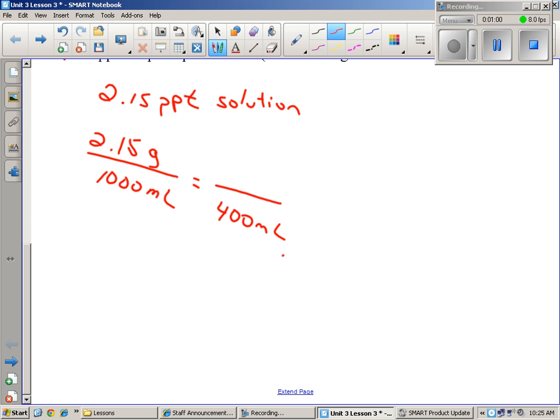Once again, you could cross multiply and solve. We need to know how many grams of that. So cross multiply and solve, or notice this is a factor of 2.5. 1,000 to 400 is 2.5 times smaller, so divide by 2.5 there, and divide by 2.5 there as well. That's what we did on Tuesday, and I gave you a few questions to practice on that.